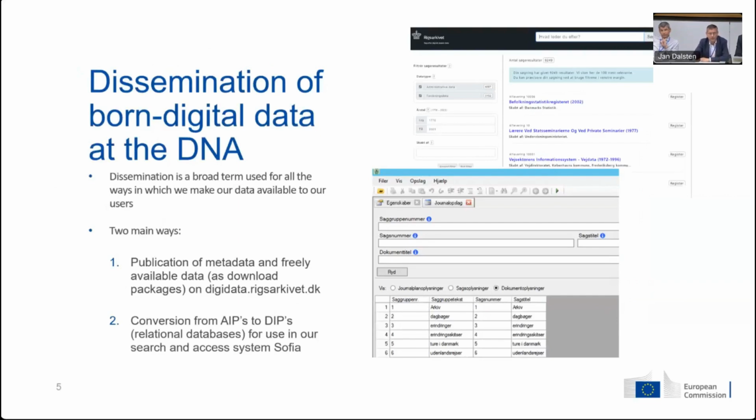The way we disseminate born digital data is, of course, in a lot of varieties, but there are two main components. One is that we make all metadata about the born digital records publicly available on a platform that we call Digidata, where you can also download information packages that are freely available. And then we have the Sofia system, where we can convert the AIPs into a dissemination information package, so you can search through the data that has been archived.